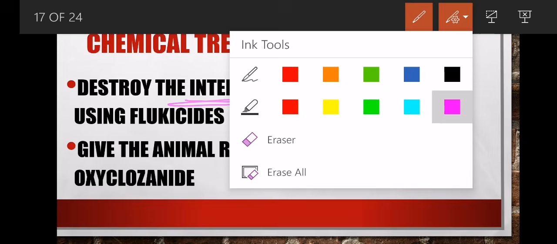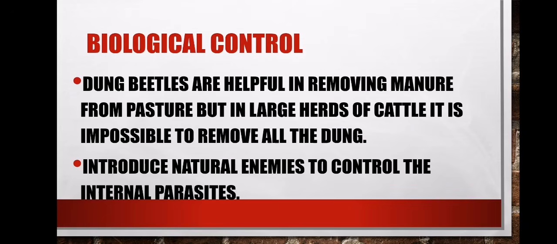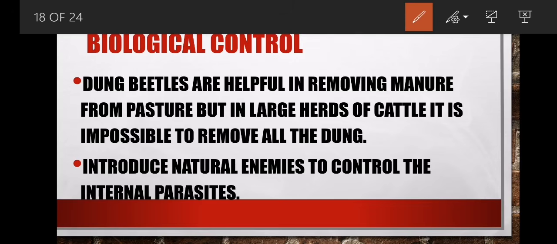I want to focus on this one only here. Then let's look at the biological control. On this one, what they can do, section A, take note of this statement, the first statement. They say dung beetles are helpful in removing manure from pasture, but in large herds of cattle it is impossible. They say dung beetles are helpful in removing manure. But which way of controlling liver fluke? Sometimes they will ask, is it a chemical control or a biological control? It's a biological control. So make sure that you take note of this one.